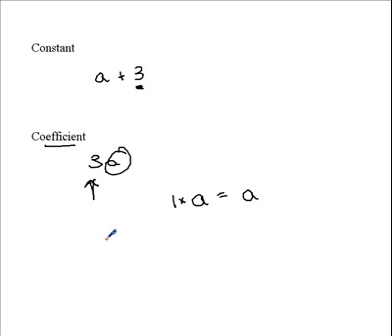So you could take a look at an expression like 2x plus 4. 4 is the constant, x is the variable, 2 is the coefficient. So those terms you're going to have to know. And just go back over that video one more time if you're not sure what those expressions are or what those terms are.